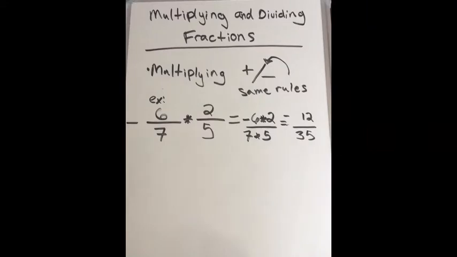And that's how we would multiply a positive and negative fraction. Just remember, determine which sign your product is going to be in this case, and then just do the multiplying of a fraction as you normally would.